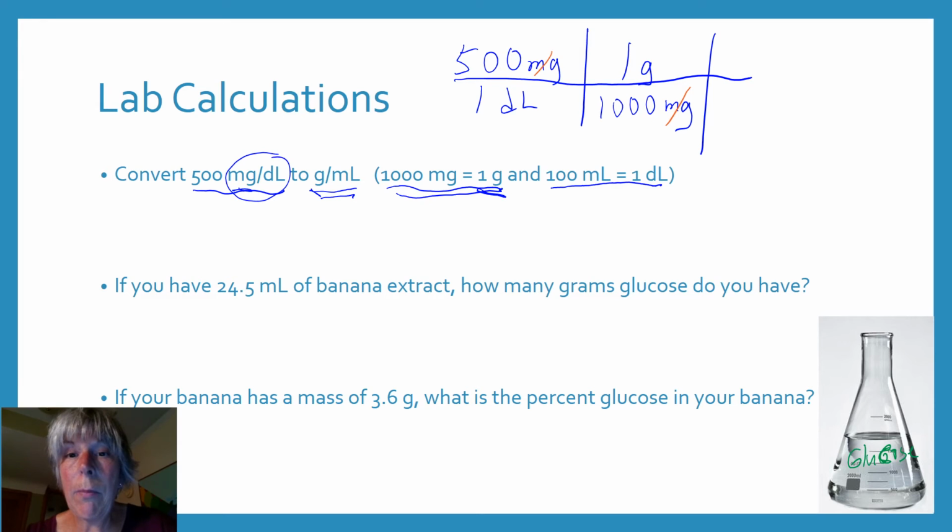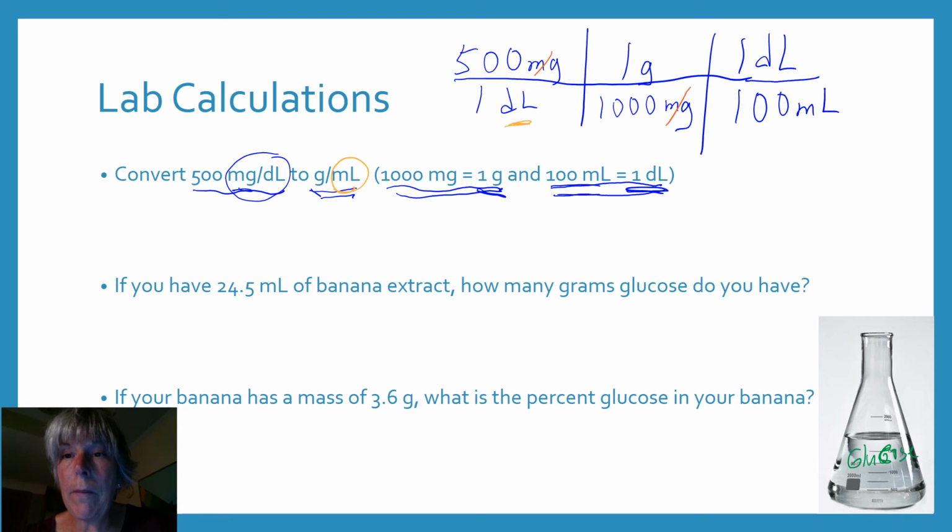So our next step is to use our other conversion factor here. I'm going to have to change my deciliters, which is over here. I want to change that to milliliters. So in order to do so, I've got to cancel that deciliters, which means my 1 deciliter has to go on top here, and my 100 milliliters on the bottom. That way we get the deciliters over here, canceling with deciliters over there.